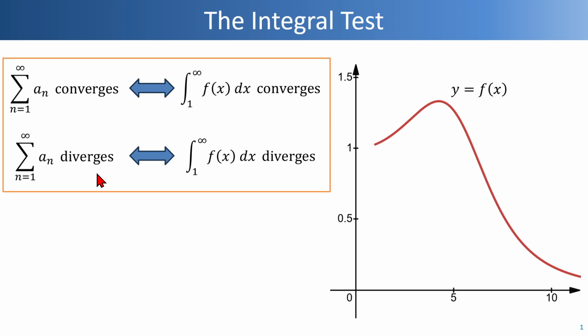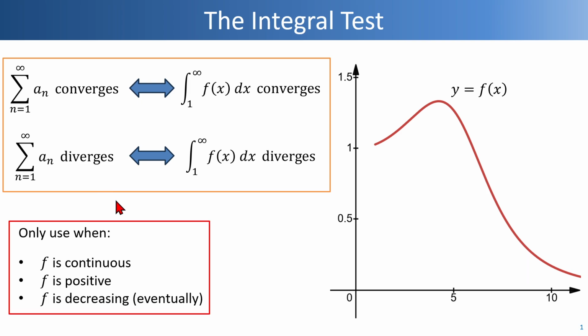However, it's important to realize that you cannot use this method on every single series. There actually are 3 conditions that tell us when we can use it. When you write down this function f, it needs to be continuous. That means if you draw its graph, you can draw it without lifting your pencil. In particular, that means the function doesn't have any vertical asymptotes. Also, the function needs to be positive, so it lies above the x-axis.